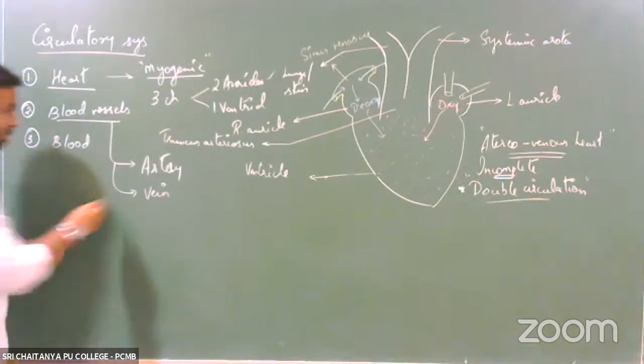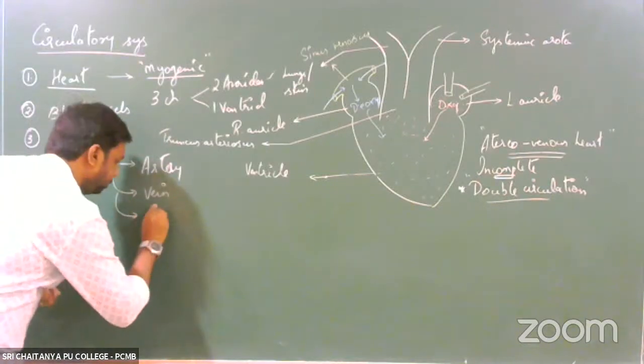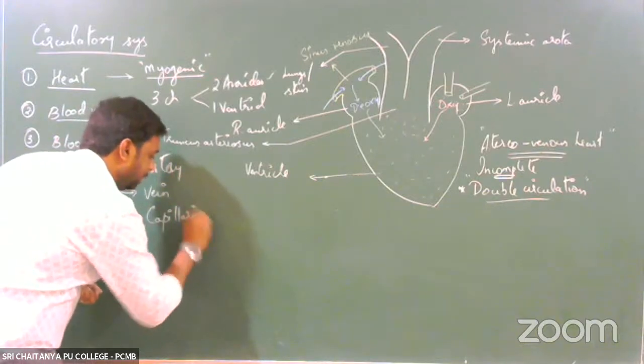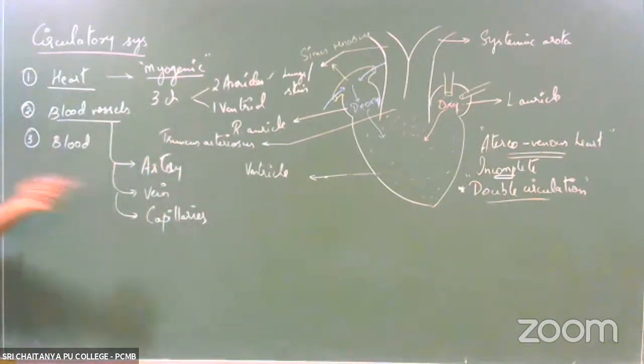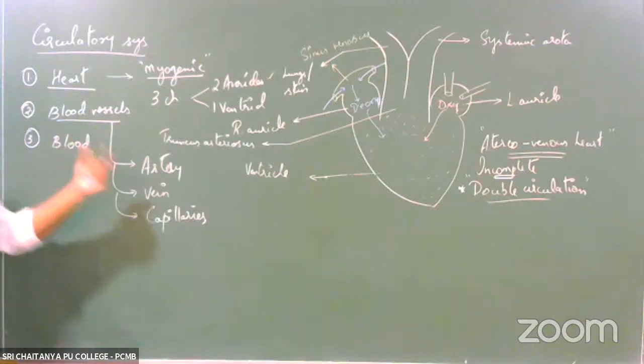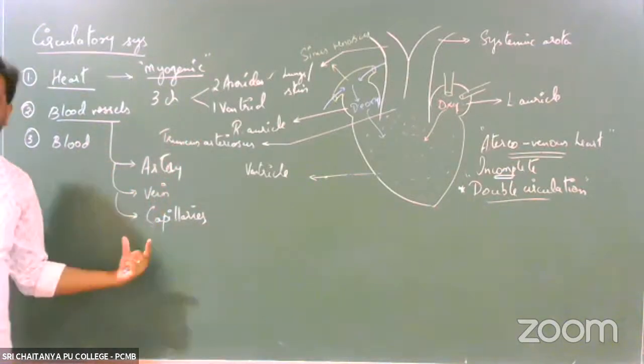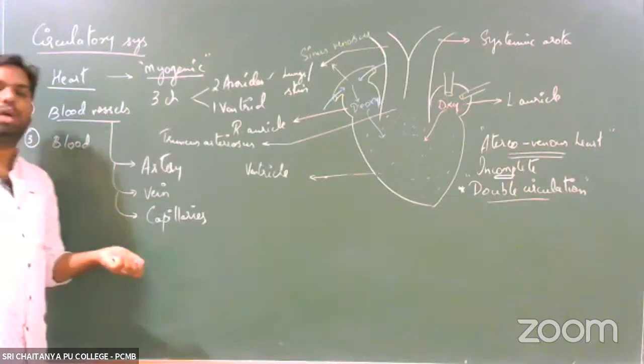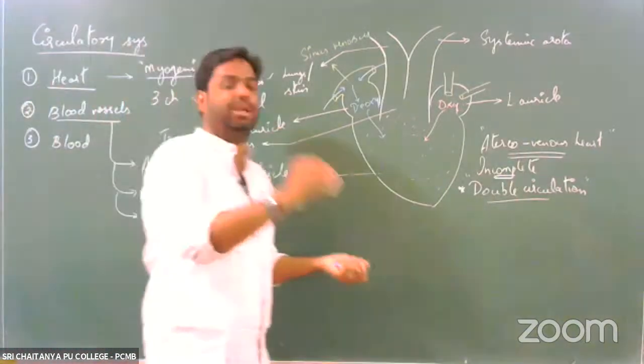The third blood vessels are nothing but the capillaries. So this is the third type of blood vessels. Capillaries are smaller branches of the arteries and veins, smaller branches which arise from the arteries and veins, which are responsible for innervating into the tissues.